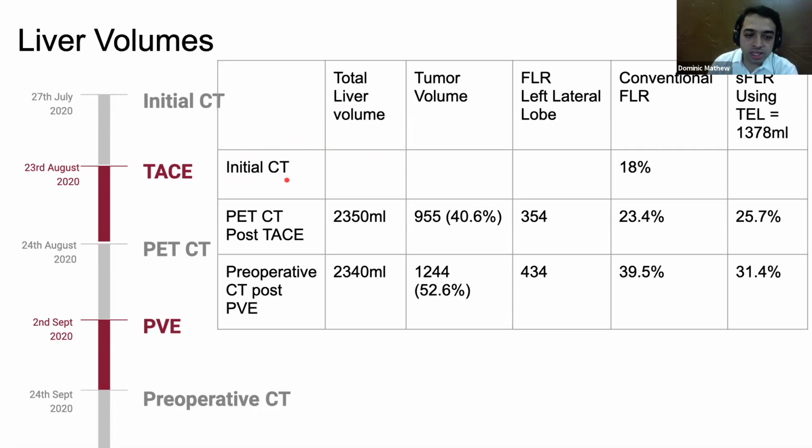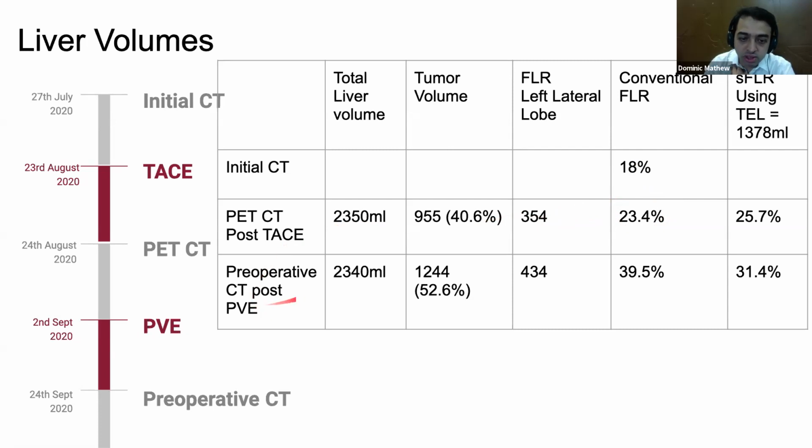So if you look at the initial CT, the FLR, which is the left lateral lobe, was only 18%. Now, it has been demonstrated that this is prone to error, and this is a CT that was taken from outside, which we use in our software. But this was quite low at 18%. We did a TACE, and following that, there was a CT. Here you can see the total liver volume is 2,300 ml. The tumor volume is 955 ml. The volume of the left lateral lobe is 354, which corresponds to an FLR of 23.4.